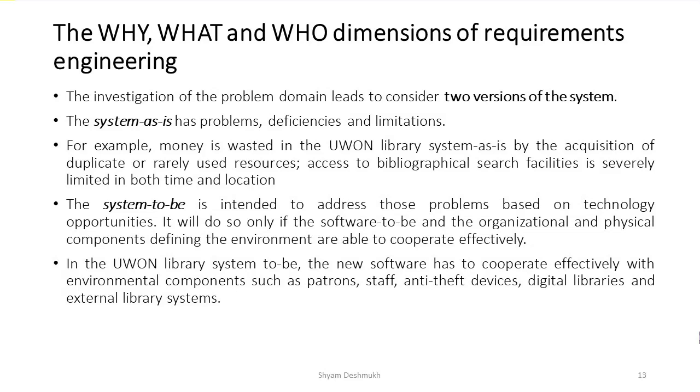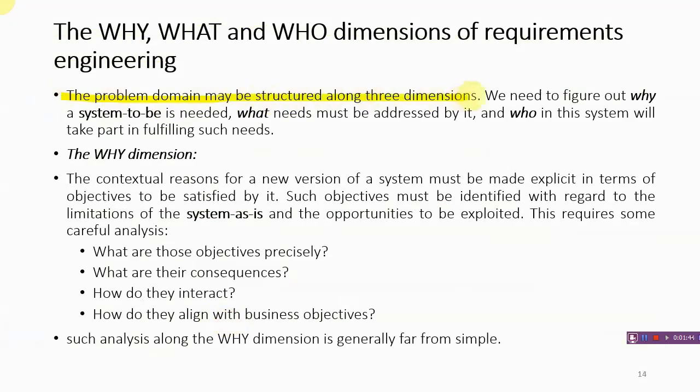It will do so only if the software to be and the organizational and physical components defining the environment are able to cooperate effectively. In the Eon library system to be, the new software has to cooperate effectively with environmental components such as patrons, staff, anti-theft devices, digital libraries, and external library systems. The problem domain may be structured along three dimensions. We need to figure out why a system to be is needed, what needs must be addressed by it, and who in this system will take part in fulfilling such needs.